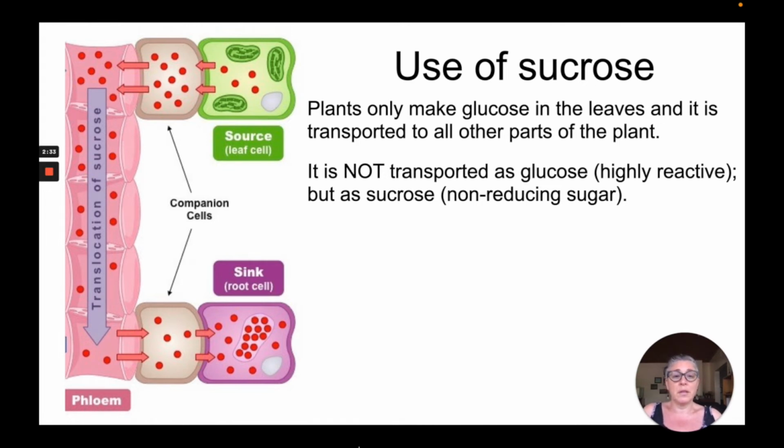Now, the glucose molecules are not going to be transported as glucose because glucose is highly reactive and then it could be used for something else, which I've already mentioned. It also is not going to be transported as starch because the starch molecule is too large to be transported. So it can be transported as sucrose, which is a transportation molecule because it's small enough, but it also is non-reducing and it's not as highly reactive as glucose is. So that's why it's the perfect molecule to move up and down the phloem tube.